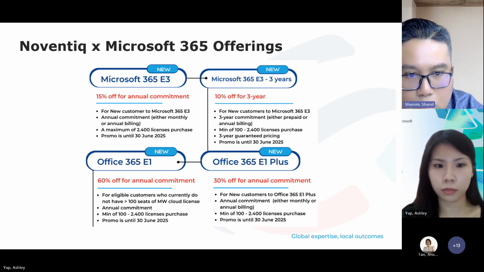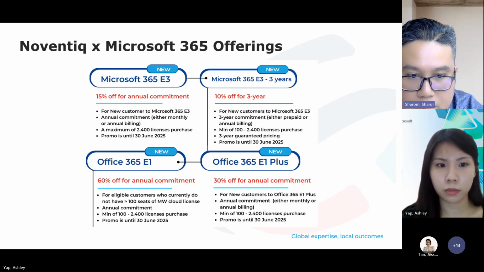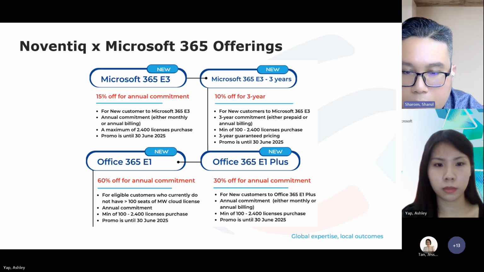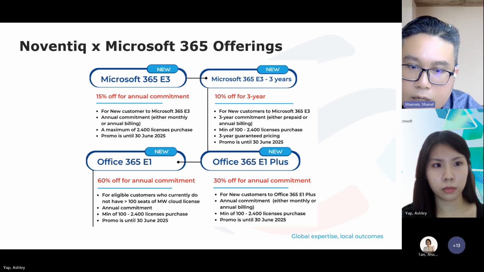And also another one is the Office 365 E1. It's still 50% off for annual commitment. This promo is also until 30th June 2025. There's also another SKU being promoted with 30% off annual commitment. This one is also until 30th June 2025. For this one, it is either annual commitment, with either monthly or annual billing.